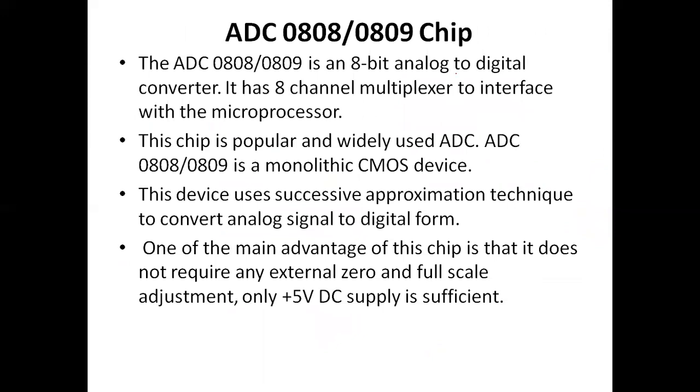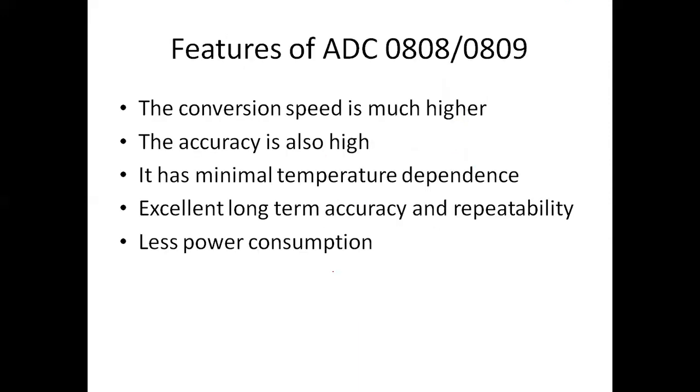So this is a 28 pin device. It has an 8 channel multiplexer to interface with the microprocessor. This chip is widely used as an ADC. The ADC is a monolithic CMOS device. This device uses the successive approximation technique to convert analog signals to digital form. What is the technique it is using? The successive approximation technique. The main advantage of this chip is that it does not require any external zero and full scale adjustment. No external power supply is needed for this ADC 0808 or 0809.